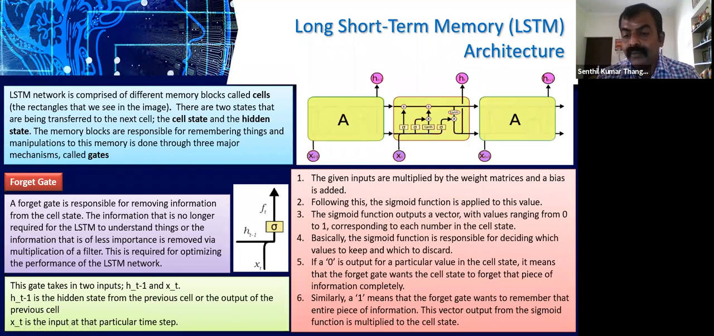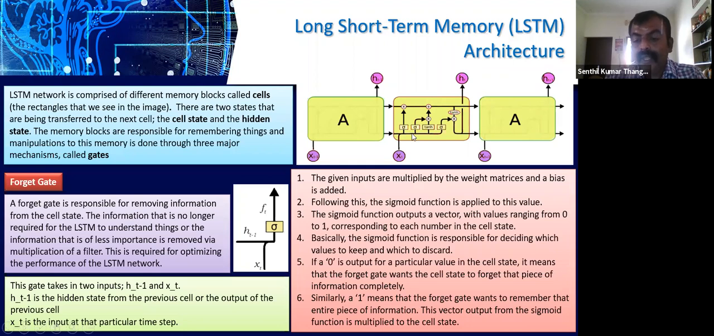The resultant of the sigmoid function will give you values. As you all know, you will have values from 0 to 1. So you will have 0, you will have 1, or values in between 0 and 1 will come up. Each corresponding value will correspond to a number that you have in the cell state, right?